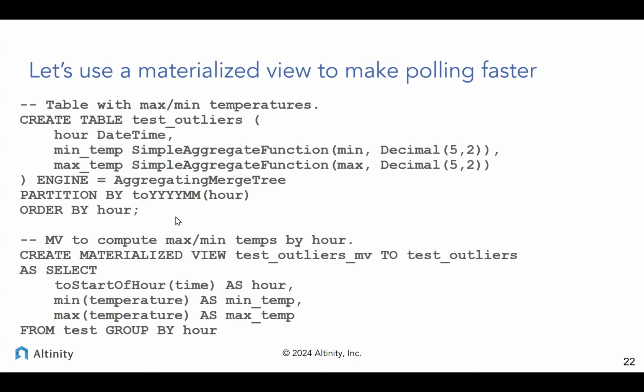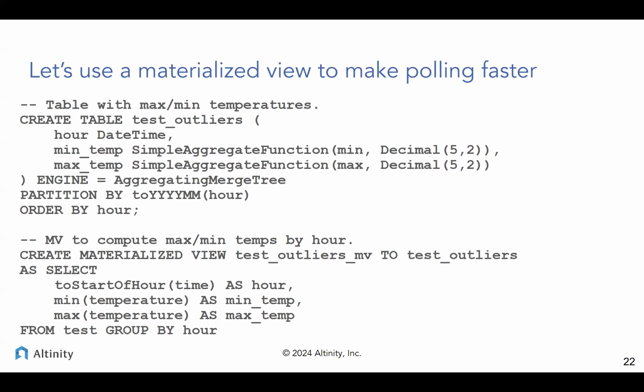So one of the things you might want to do just to speed polling up is to use a materialized view so that we start to see outliers more easily, because that's typically what you're alerting on. So here's an example where we're just looking for the min and max temperatures to find hours where there was a max temperature, to see what the max temperature was for the hour and the min temperature was for the hour. That table is going to be a lot faster to scan than looking at the actual data.